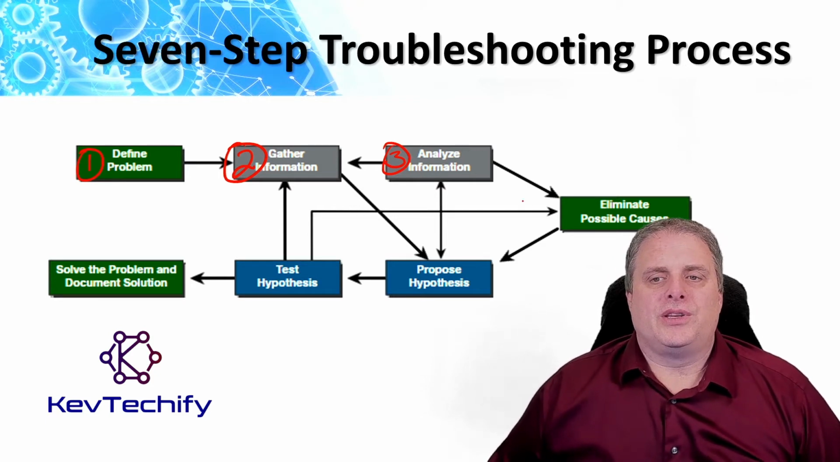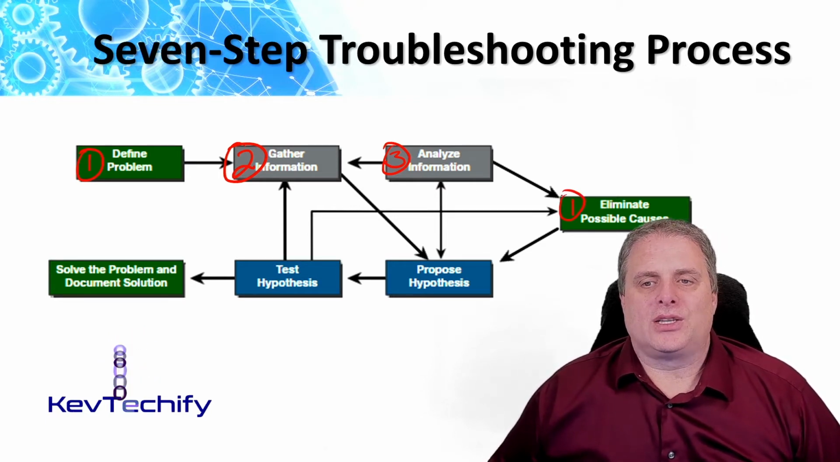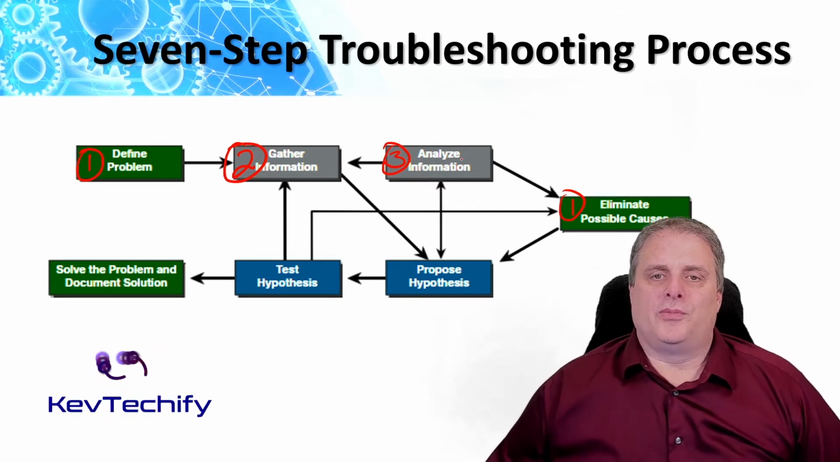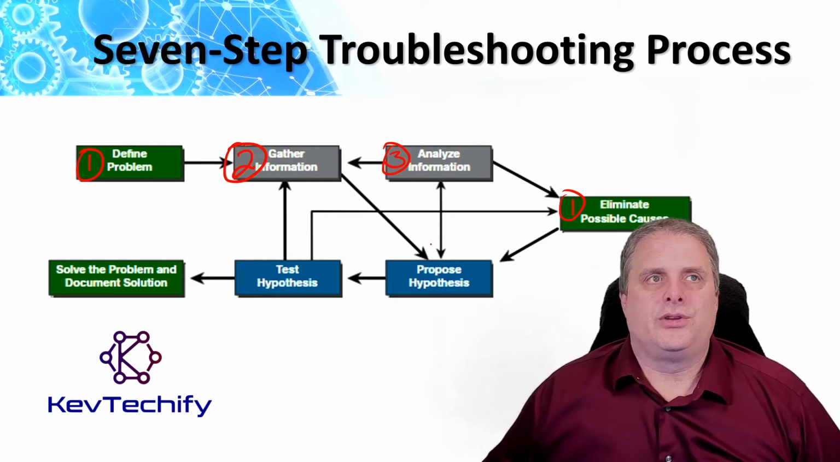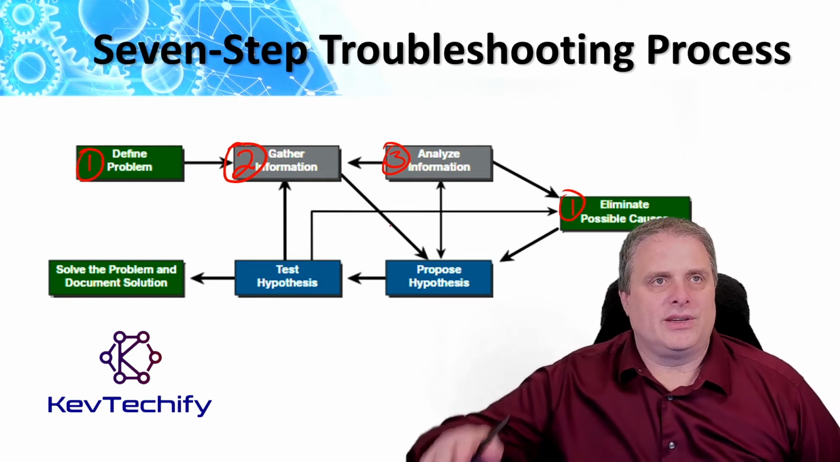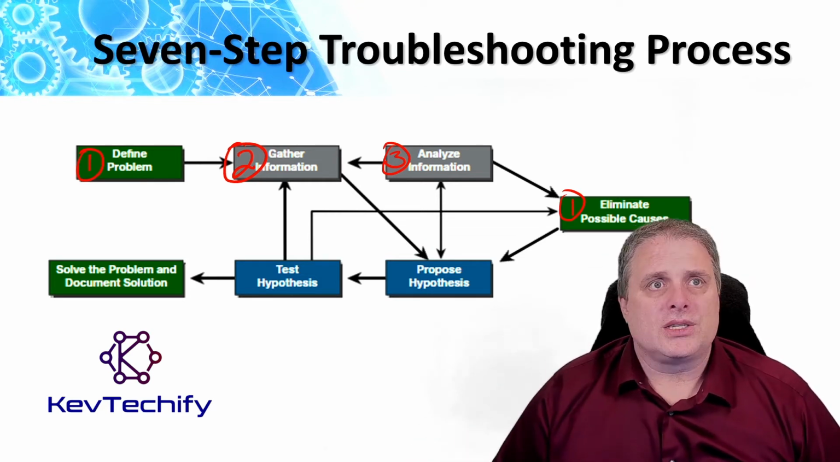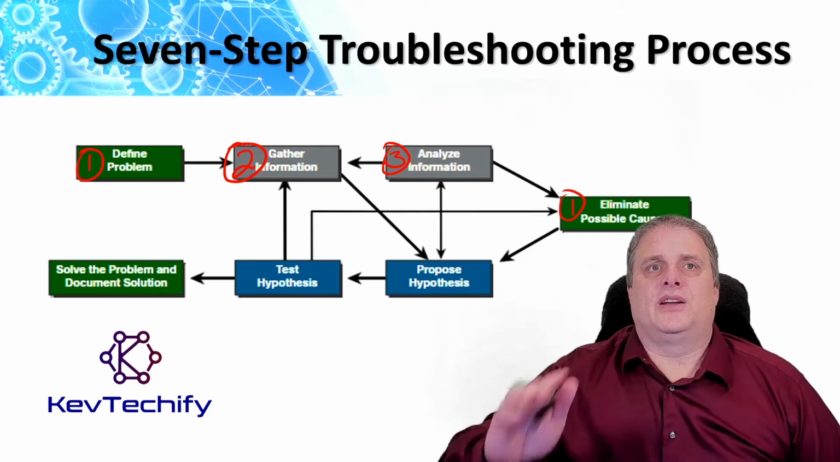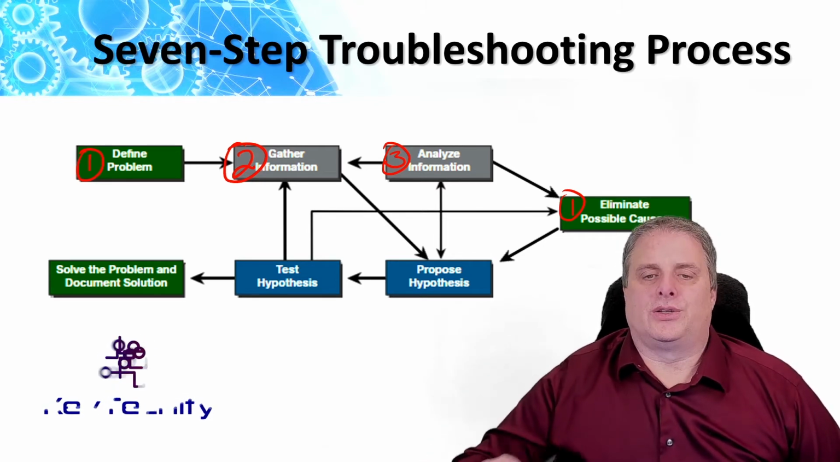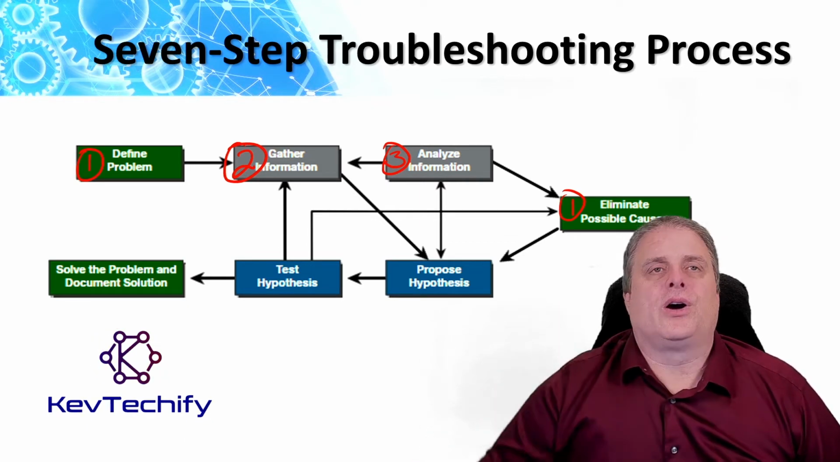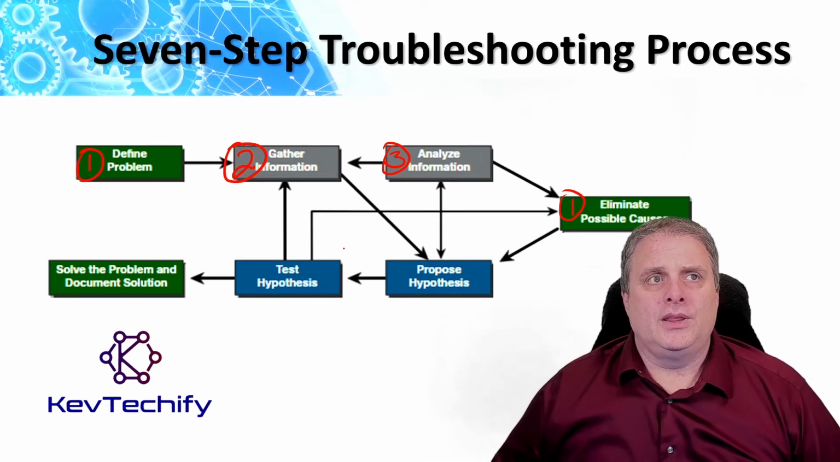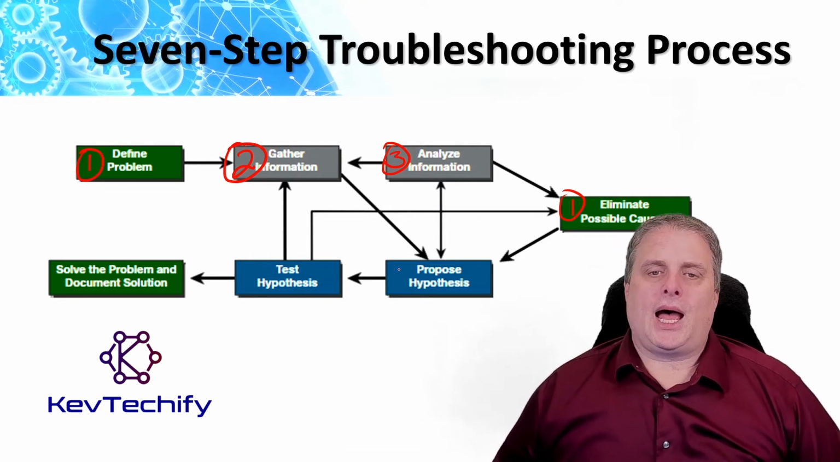Then we're going to eliminate possible causes. You're going to start looking there. From doing your analysis here, you're going to have a list of possible causes. You're going to start to eliminate them. You're going to progressively eliminate those possible causes to eventually identify the most probable cause. So you're going to narrow it down and say, okay, this one is probably causing our problem. Then you're going to propose a hypothesis.